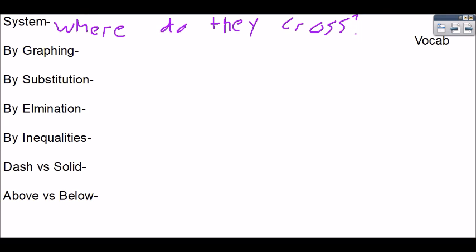By graphing means that we are going to take a physical graph, put two lines on it, and find the point. Substitution means I'm going to get one variable all by itself, plug it into the other, and go from two equations to one.